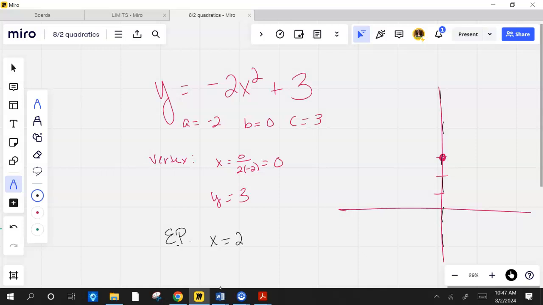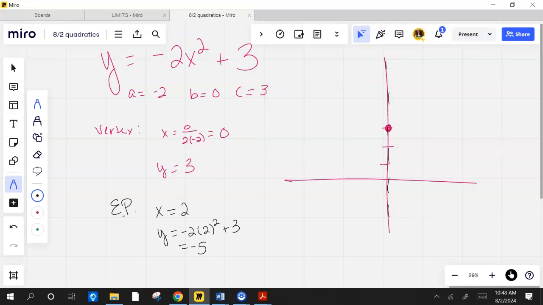If I pick 2, what's my y value? What is it? Somebody said it over there. -5. Square the 2, then multiply by -2, and then add 3. So this point is 2, -5. 2, 1, 2, 3, 4, 5.